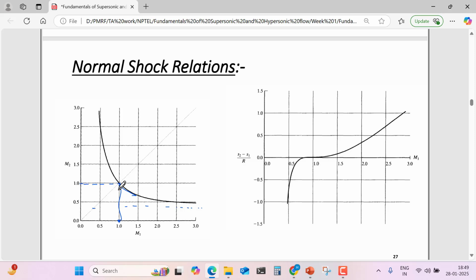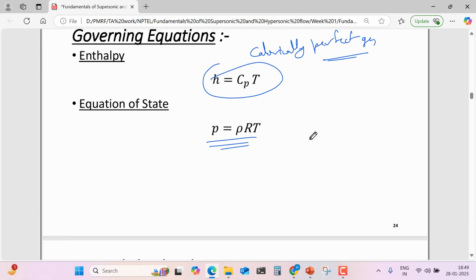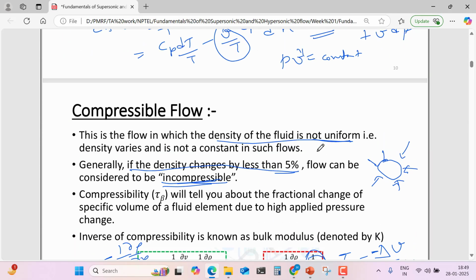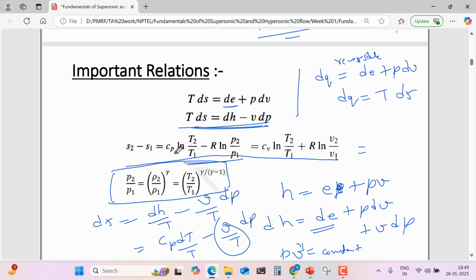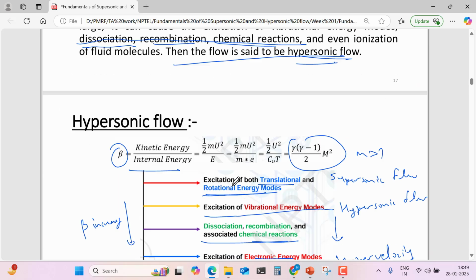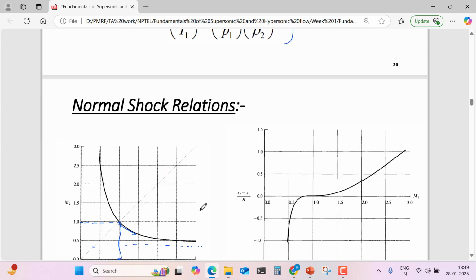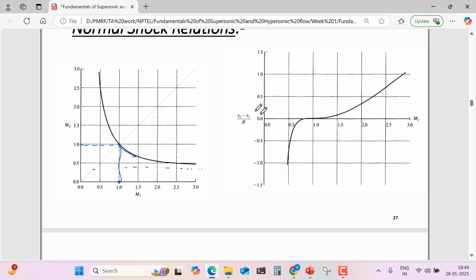But there is one issue. For a normal shock to be there, M1 should also be greater than 1. It can be found from the entropy relation. There is one entropy relation I told before: S2 minus S1 equal to Cp log T2 by T1 minus R log P2 by P1. If we use this relation and find P2 by P1 and T2 by T1 values, then we will get the relation of (S2 minus S1) upon R and Mach number. If we plot it, we will get this curve.